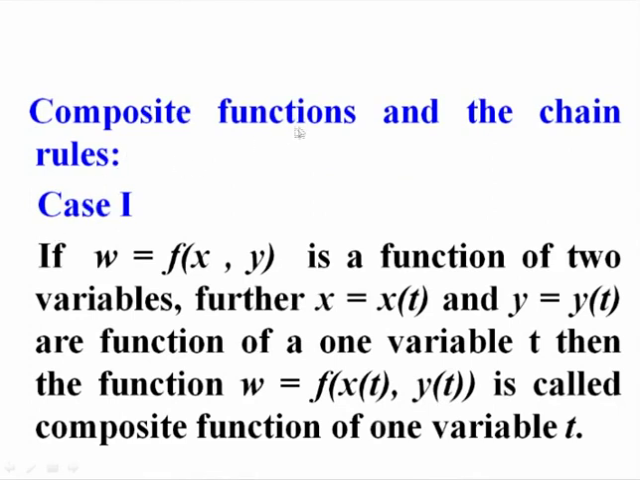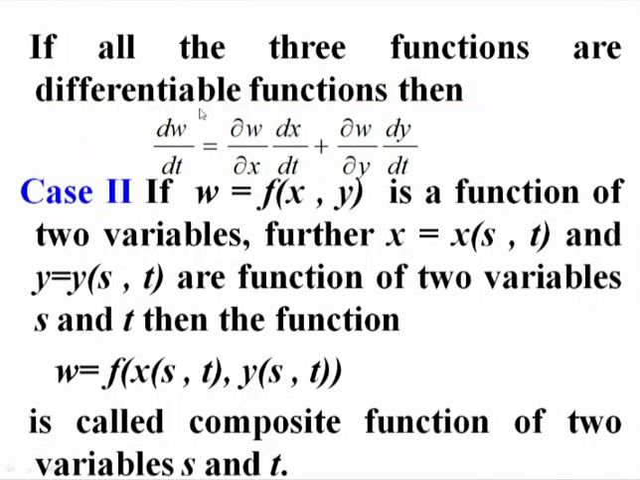Now we define the composite function and the chain rule for those functions. Let us consider a function w is equal to f of xy of two variables. Further, we have x as a function of t, so x is equal to x(t), and y is a function of t, so y is equal to y(t), two functions of one variable t. Then the function w is equal to f of x(t) comma y(t) is called a composite function of one variable t. And if all three functions are differentiable, then we can find the derivative of w with respect to t by this rule.